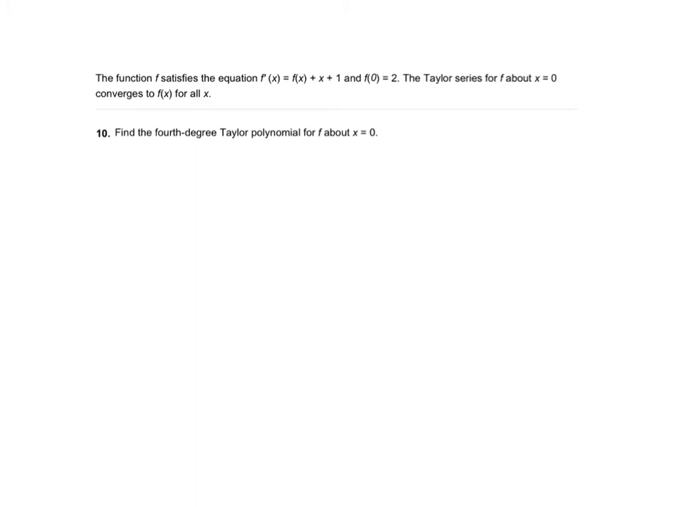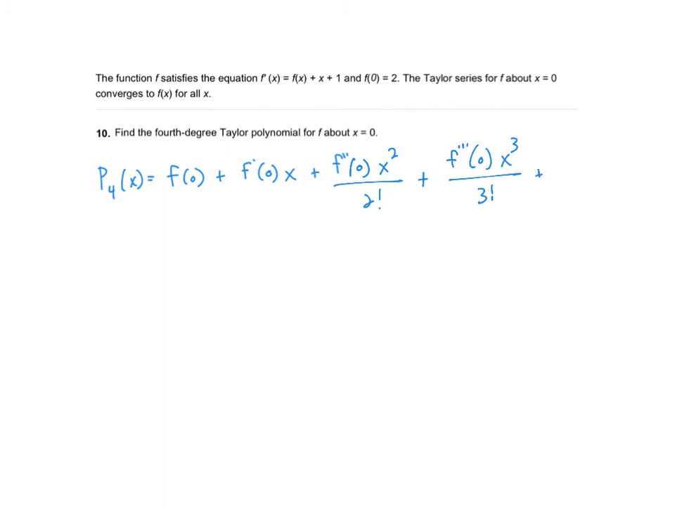I'm going to write out the whole thing. The 4th degree Taylor polynomial, called P4, will be f of 0 plus f prime of 0 times x plus f double prime of 0 times x squared all over 2 factorial, plus f triple prime of 0 times x cubed over 3 factorial, and then plus the 4th derivative at 0 times x to the 4th over 4 factorial.